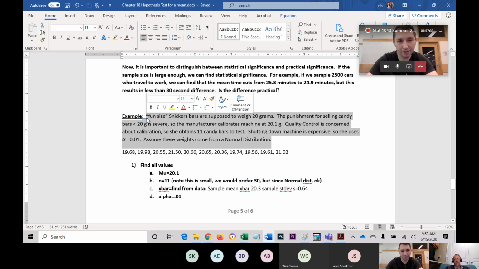Not that I remember. So because we didn't know if they were higher or low, and QC wouldn't want them to be too big or too small. If it's too big, we're losing money because we're giving the customers too much. And if it's too small, then we're going to get sued. So either way, it's bad. Okay. I was just curious because it said that the punishment for selling candy bars less than 20 grams was severe. So that made me think it was just one tail.